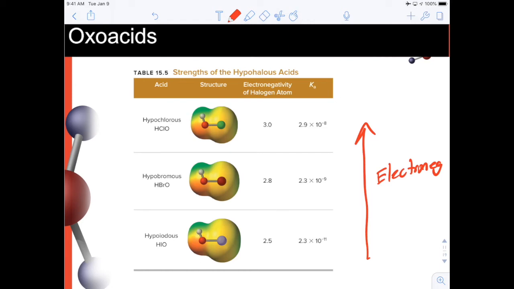Increasing electronegativity, which we also symbolize EN, with chlorine being the most electronegative. It's pulling, if you will, the electron density away from the hydrogen and therefore making it easier to leave. Okay, so those are some of your oxo acids there.